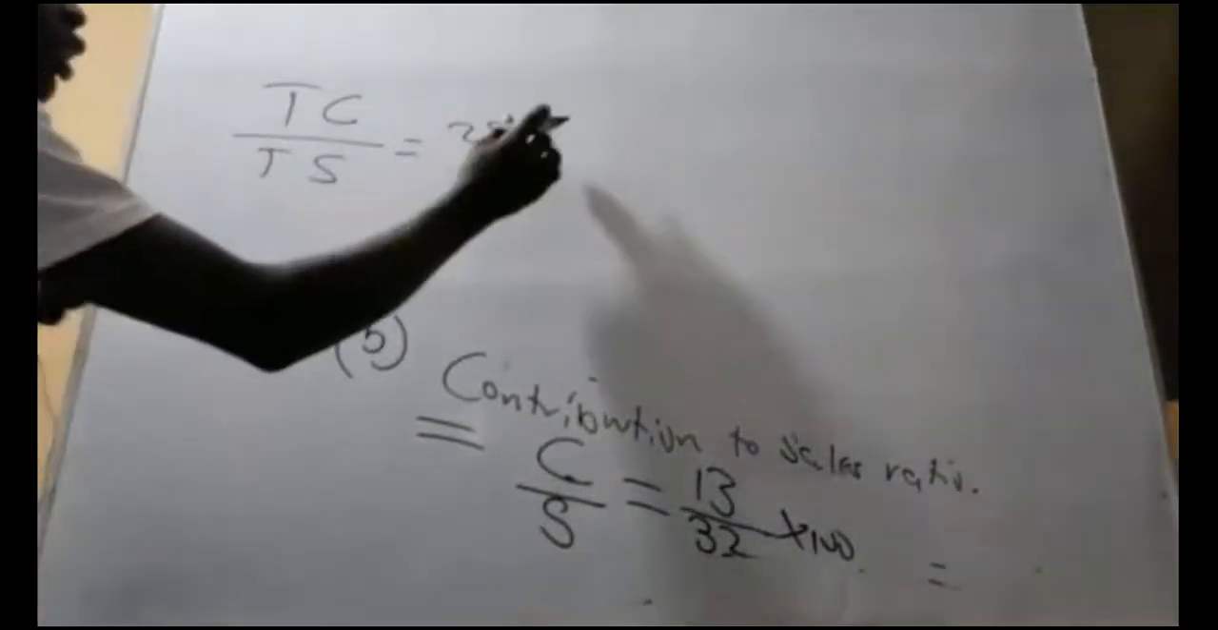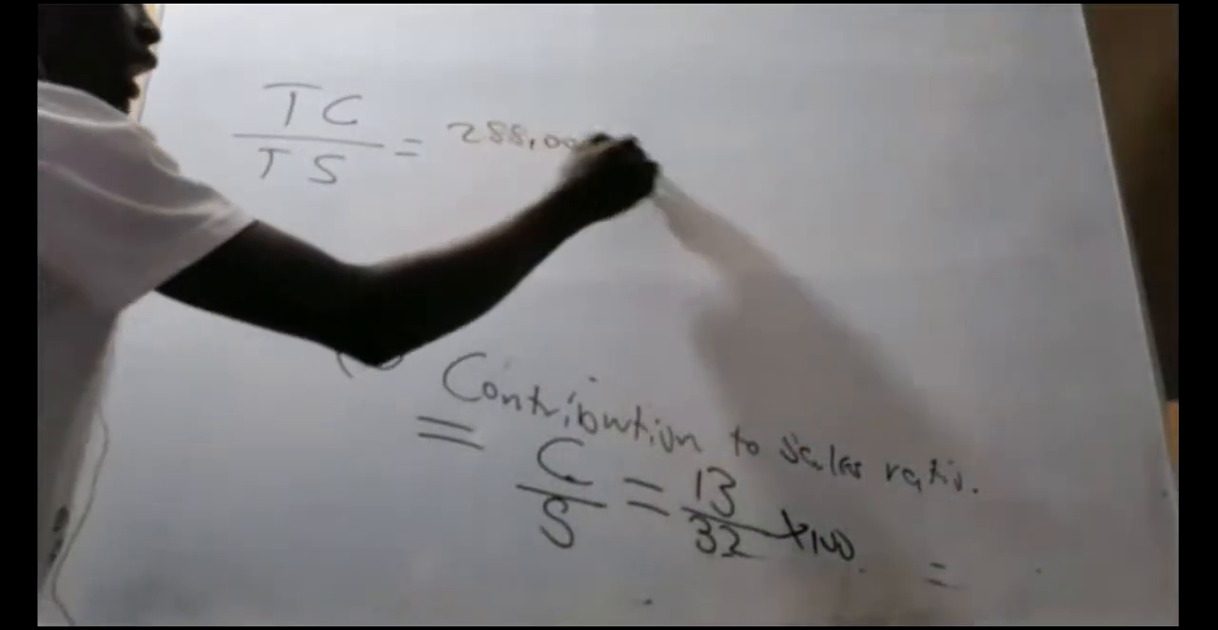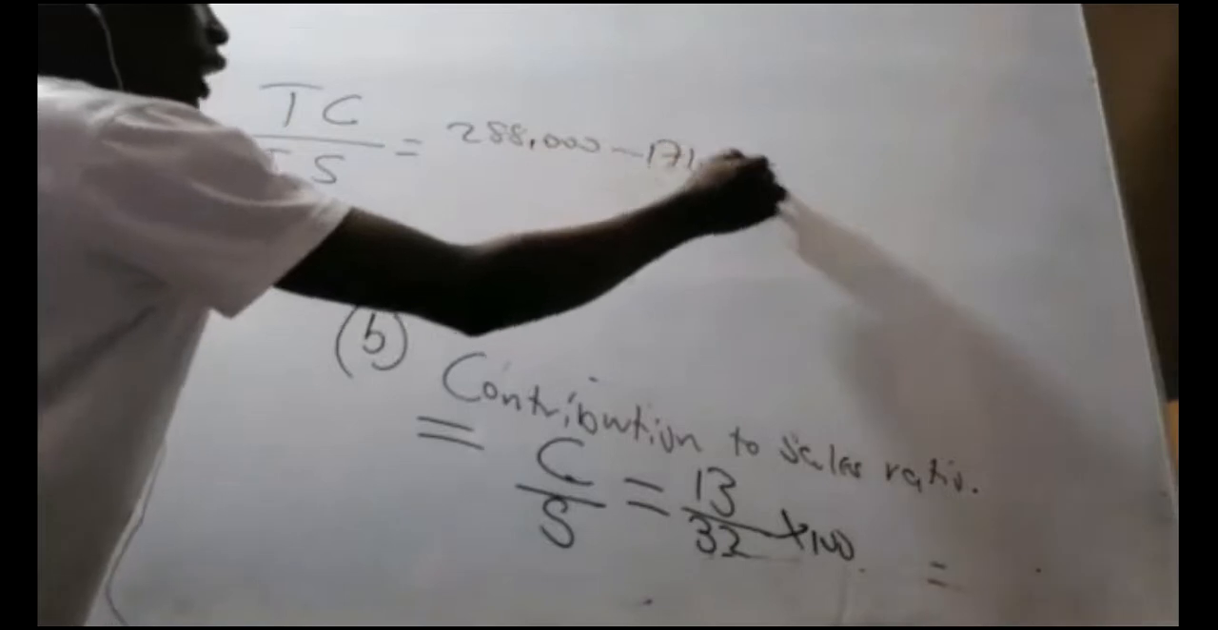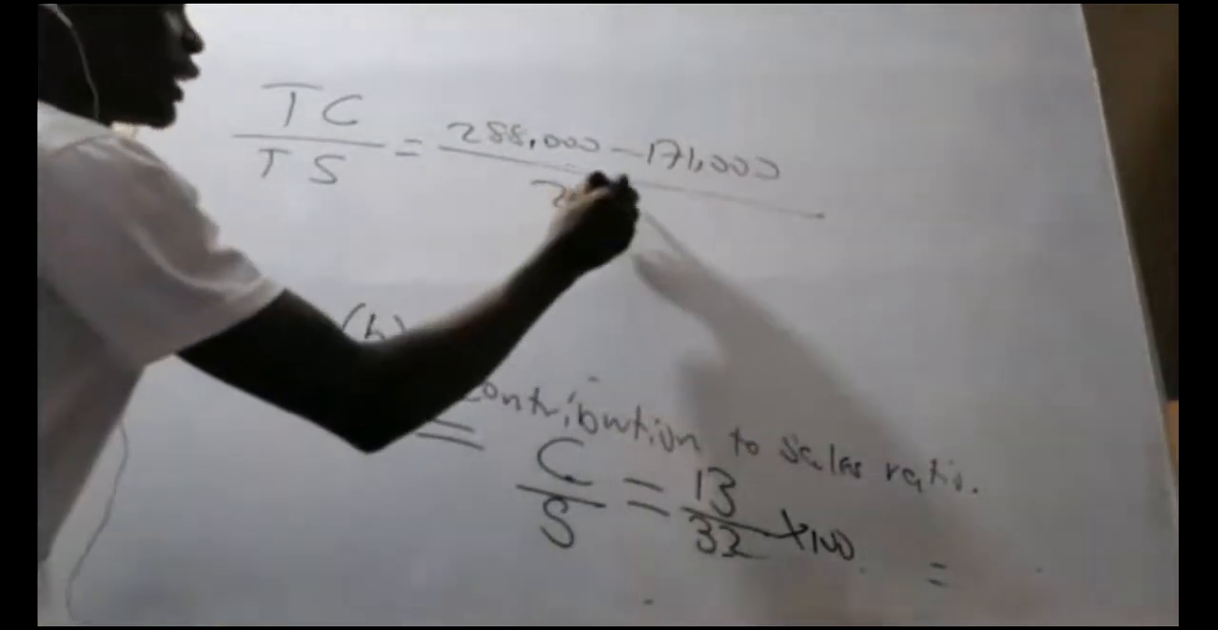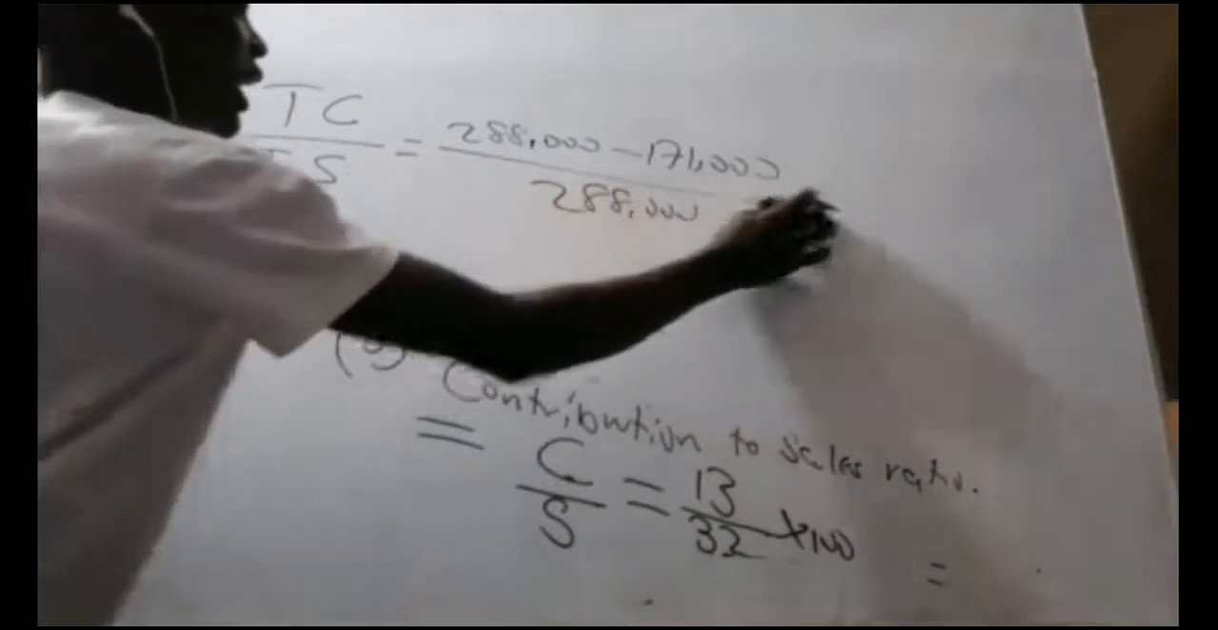I am working in thousands. So 123 less 171 gives the total contribution, all divided by total sales of 288,100, times 100. That is it, times 100.